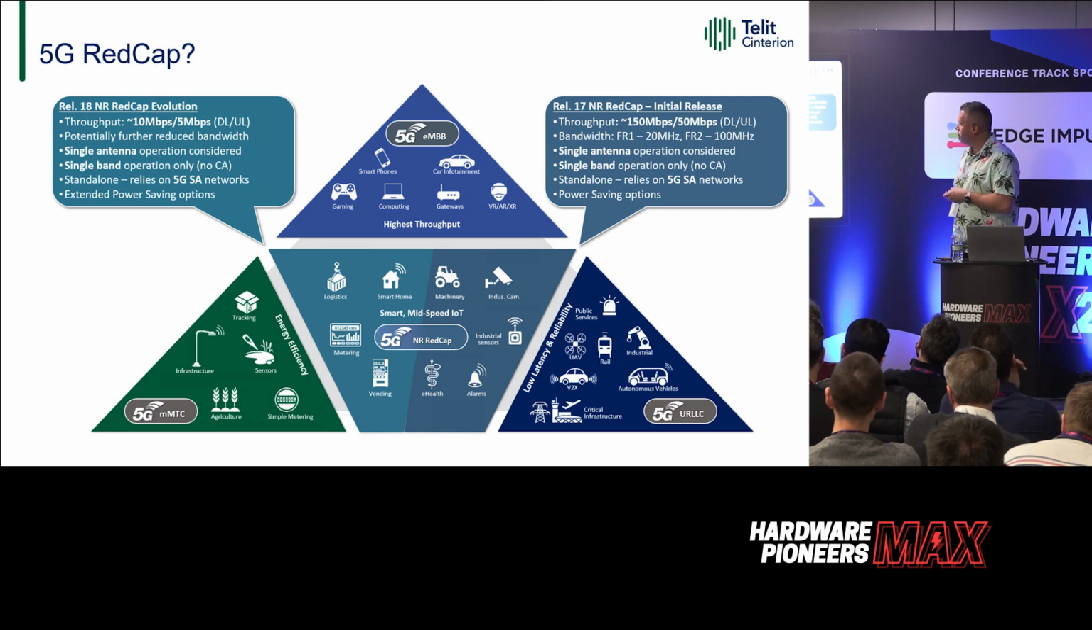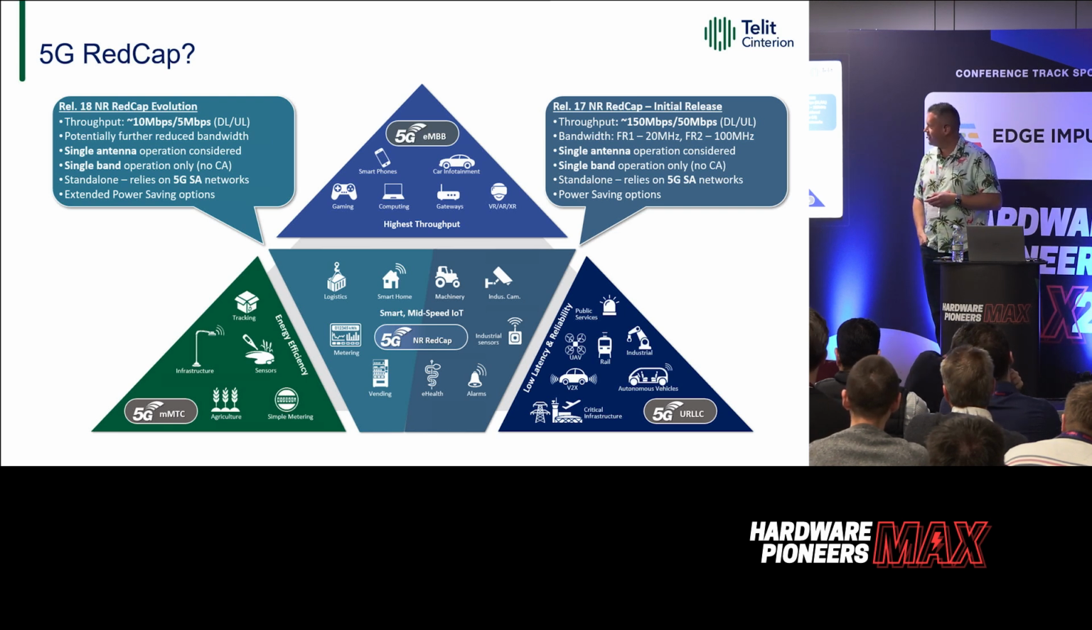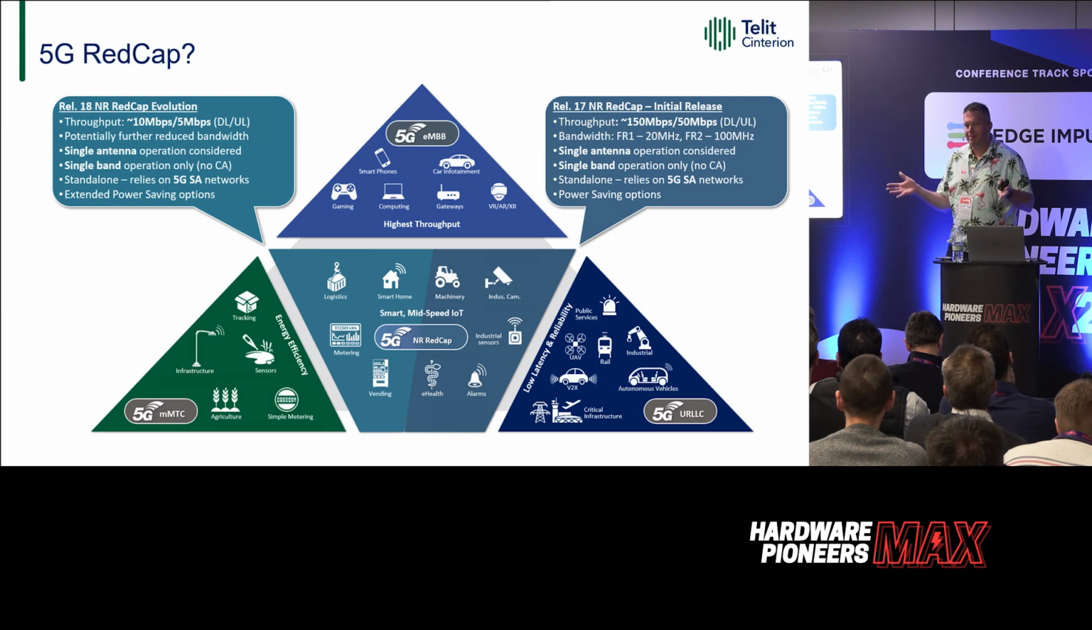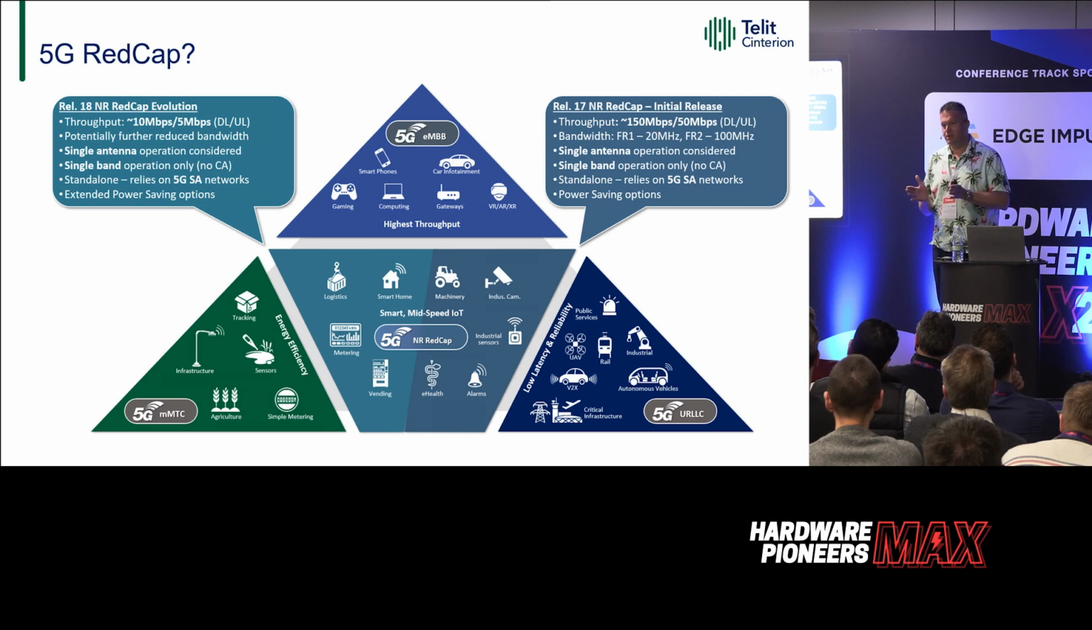The initial release really is a dual antenna product. But the second release, they're talking about having single antenna, and they are talking about extending the power saving options. Now, will this replace Cat-M and Narrowband IoT in the years to come? Maybe. At the moment, it's not intended to.